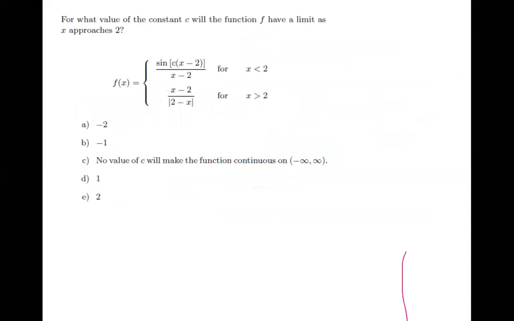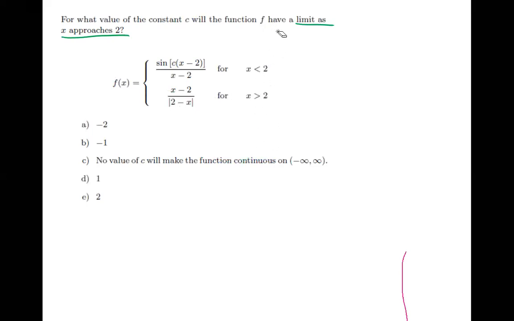For what values of the constant c will the function f have a limit as x approaches 2? It's maybe not really a continuous function. It is about continuity, but I'm not asking directly; I'm asking for the limit to exist at 2. We have a piecewise defined function. The limit on the left-hand side must be the same as the limit on the right-hand side. Actually, the function is not defined at 2 at all, so we don't really have a value.